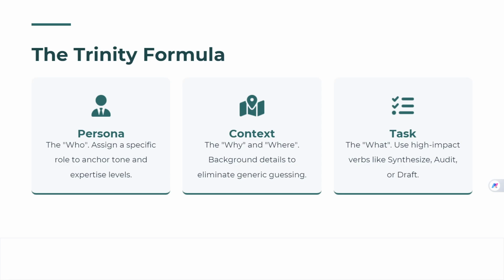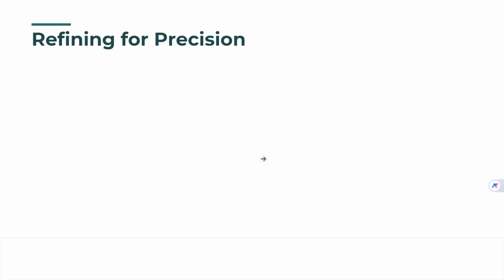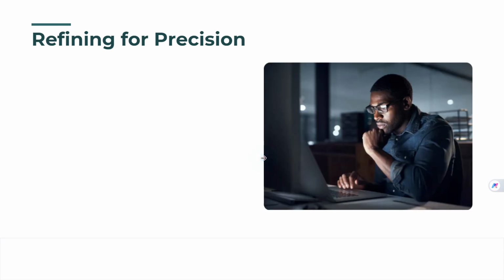All right, so we'll move to the next, which is task. This is the what. When defining your task, be direct. Instead of saying write something, you can use high impact verbs like synthesize, draft, or audit. Clarity here is the difference between a mess and a masterpiece when it comes to prompt engineering.